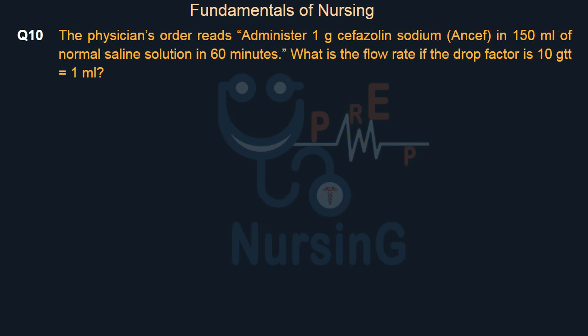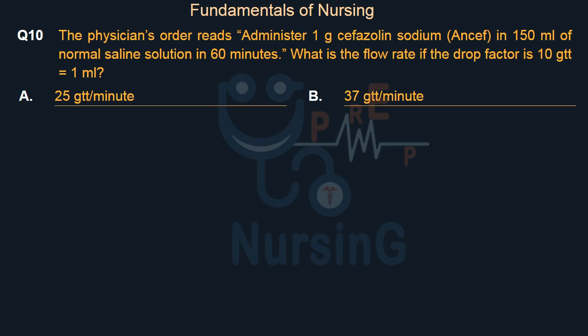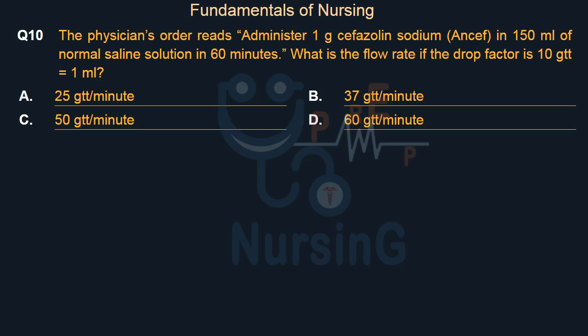The physician's order reads: administer 1 gram cefazolin sodium, ANCEF, in 150 milliliters of normal saline solution in 60 minutes. What is the flow rate if the drop factor is 10 GTT equals 1 milliliter? Option A. 25 GTT/minute. Option B. 37 GTT/minute. Option C. 50 GTT/minute. Option D. 60 GTT/minute. Right answer is option A.